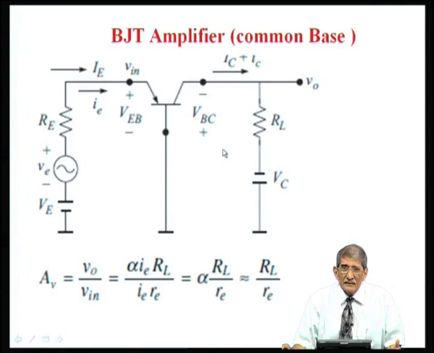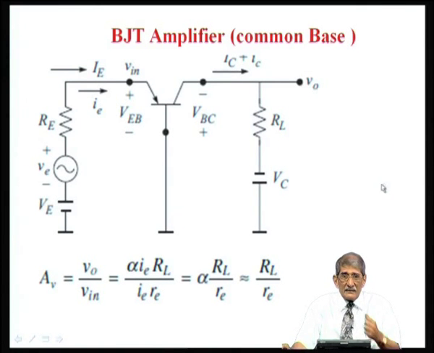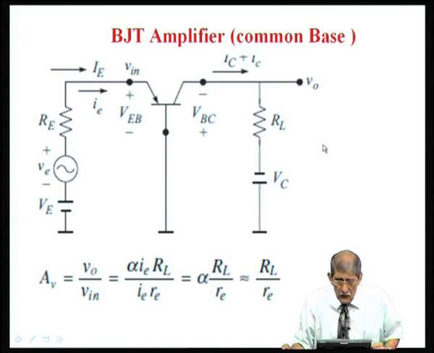What is the power gain? Power gain is current gain times voltage gain. Current gain is almost 1, voltage gain is 40, so the power gain is 40. So, you have got a power gain of 40. The power has come from these batteries. Okay. So, that is the idea of the amplifier.